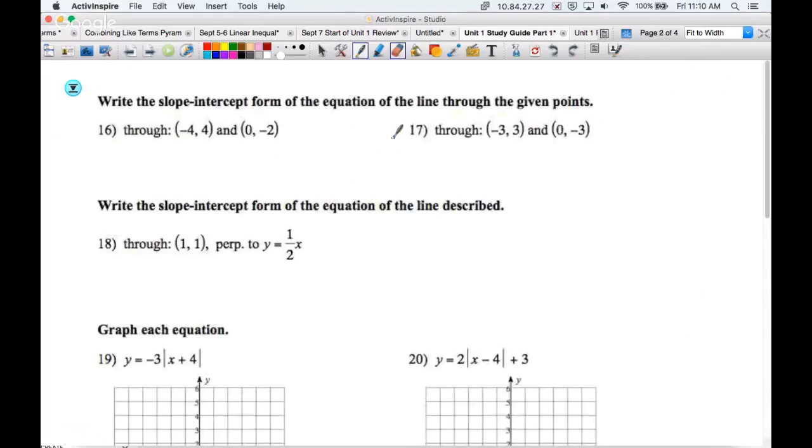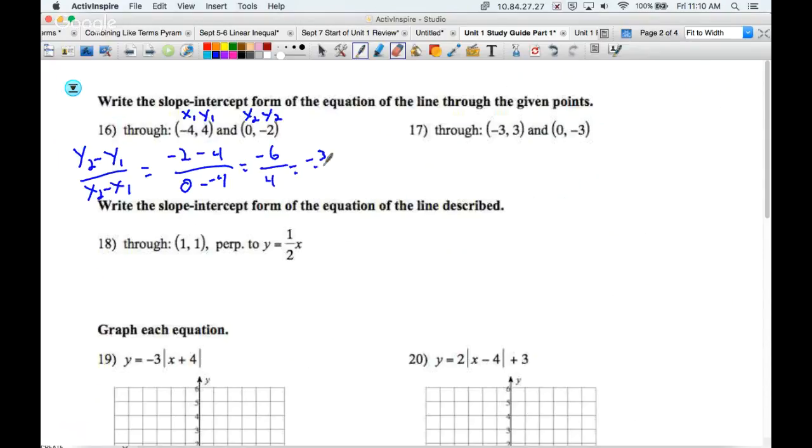All right, slope-intercept form of an equation that goes through 2 points. First thing I need is a slope, so I'm going to label these x1, y1, x2, y2. Then I'm going to put them into our slope formula, y2 minus y1 over x2 minus x1. You got to have this formula memorized. -2 minus 4 over 0 minus -4. Get a slope of -6/4 or -3/2. That's my m. I'm not done.